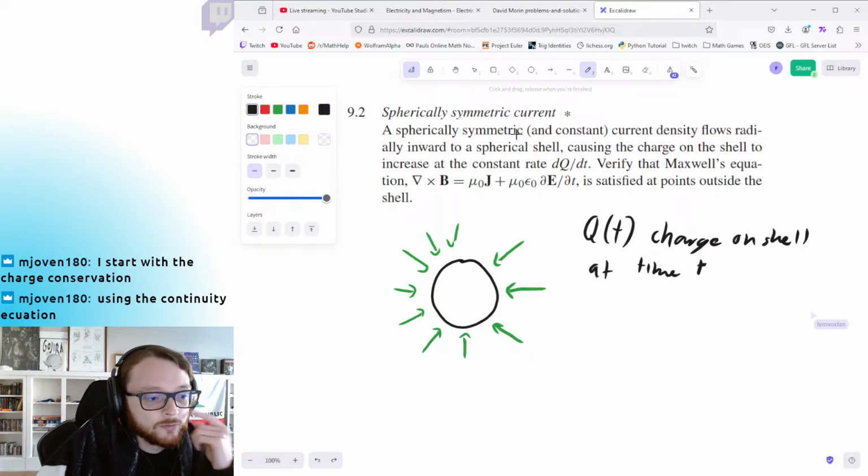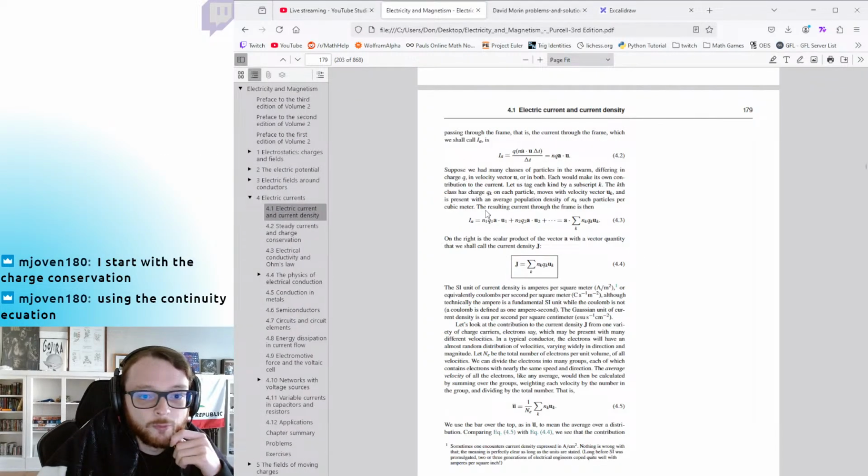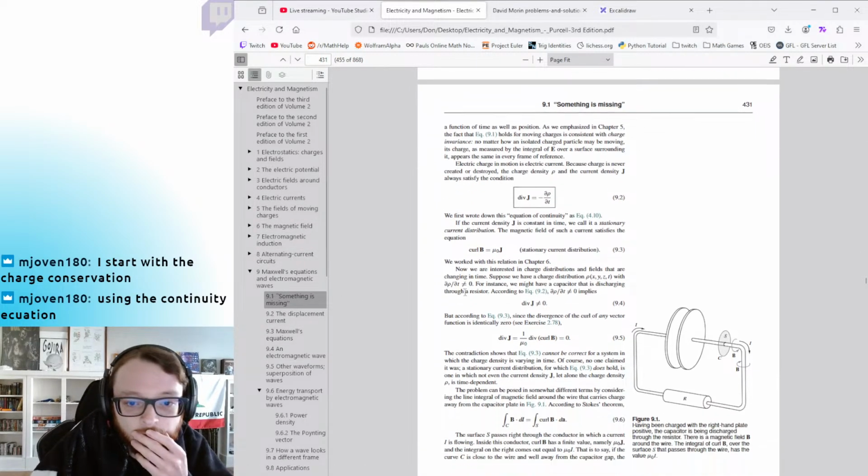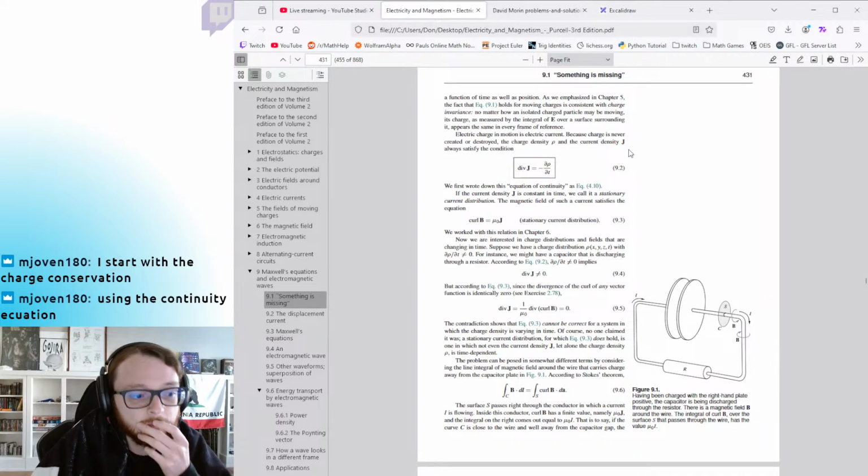Joven starts with charge conservation using the continuity equation. Is that the divergence of J is 0? No, divergence of J is minus d rho dt.